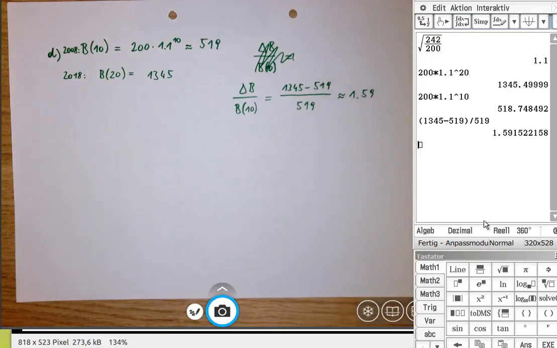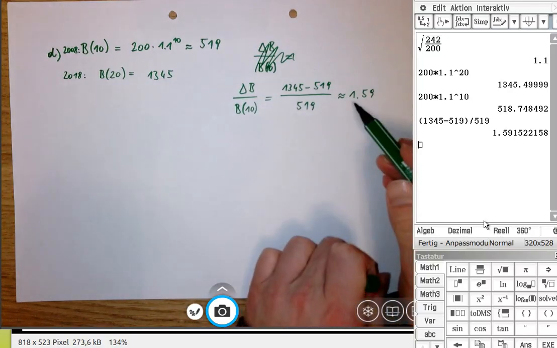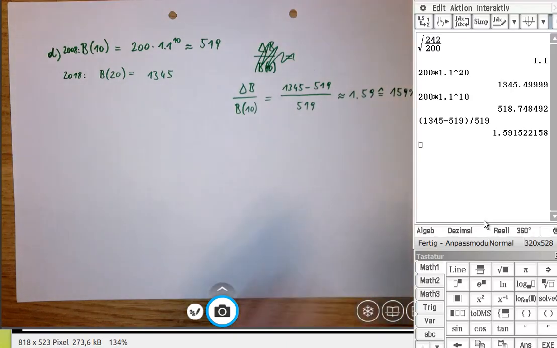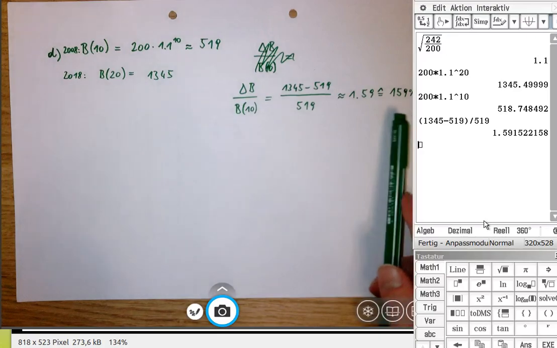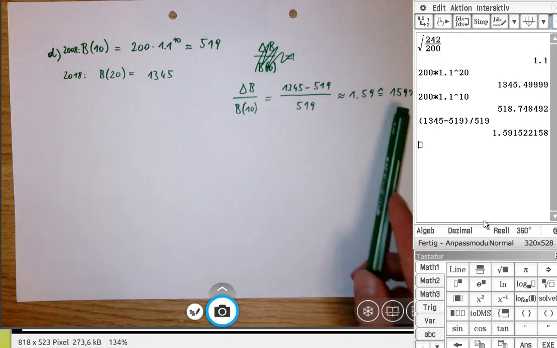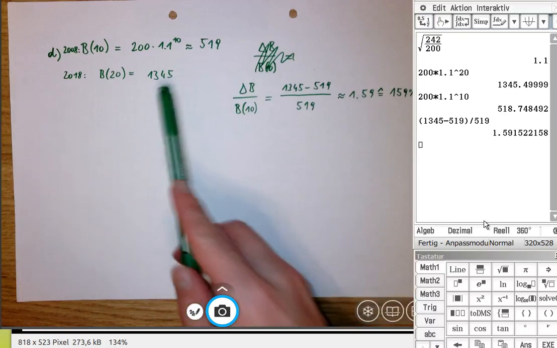And if we want to interpret this, this was a percentage change. So if it's 1.59, then it means that it's a 159% increase within these 10 years. So it was more than doubling, because doubling the number would mean an increase by 100%, and it was even more than that. We can check it. Yes, it's more than doubling the number.